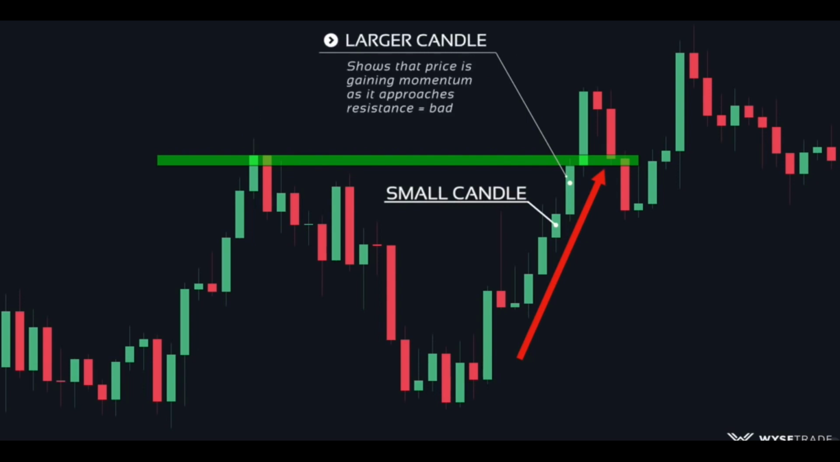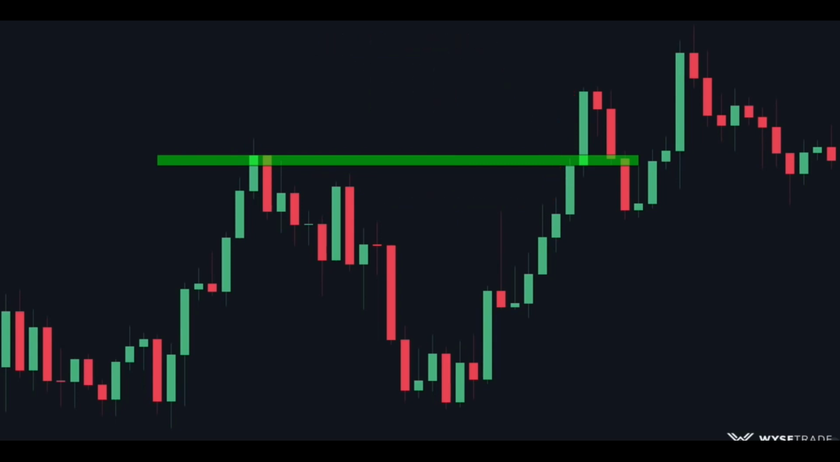You do not want to see momentum gaining as it approaches these key levels, because if price doesn't slow down, there's a high chance it will break right through these levels. As you can see, there was no price action that signaled a reversal. So I'll show you this again on another pair.